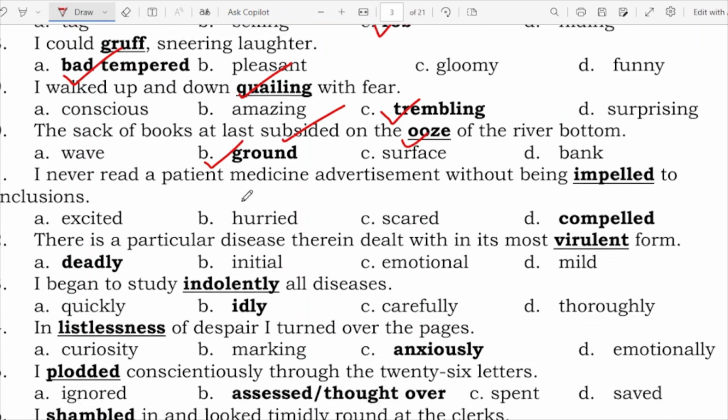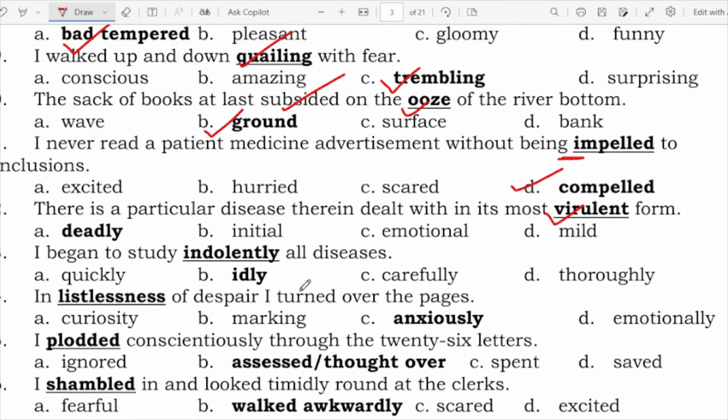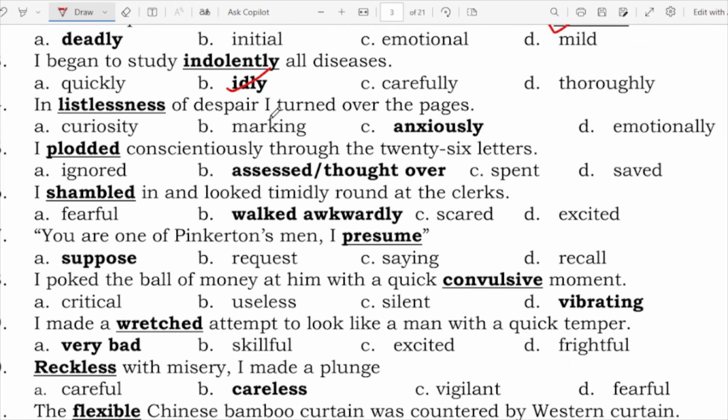Answer beta. I never read patent medicine advertisements. This is from a man who read a hospital's advertisement without being impelled. Impelled means forced, compelled to read that advertisement. Conclusions, results. There is a particular disease therein dealt with in its most virulent form. Virulent means deadly. I began to study indolently, very idly, all diseases as in listlessness. When you read these MCQs, mind that these are very important parts of the answers as well.